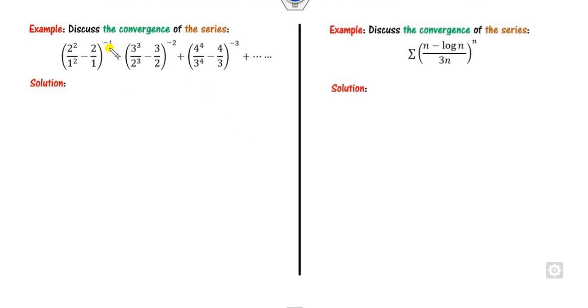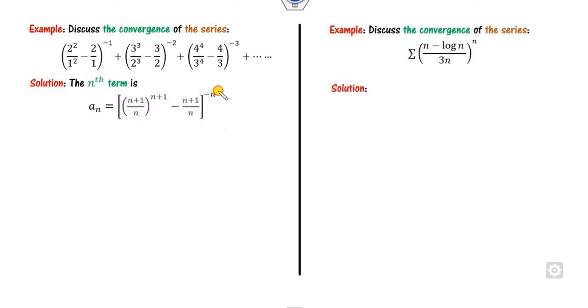Look at this one. Again, can you find the nth term of this? You can see it's 2 and 1, then 3 and 2. So first look at the first term. What is the nth term of this? It is n plus 1 divided by n, and the whole power is minus 1, minus 2, minus 3, and minus n. So you can write it like here.